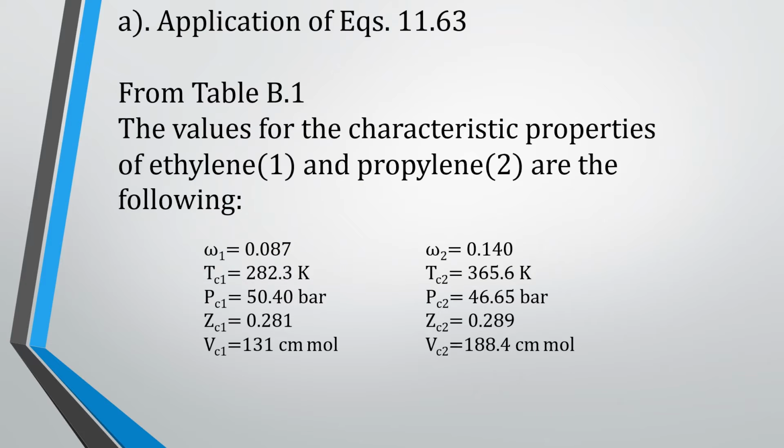What we can do first is to list down the values of the characteristic properties of both species in the solution, which are ethylene and propylene. This can be obtained from table B1 of the appendix in our textbook. So these are the values for ethylene and these are the values for propylene.